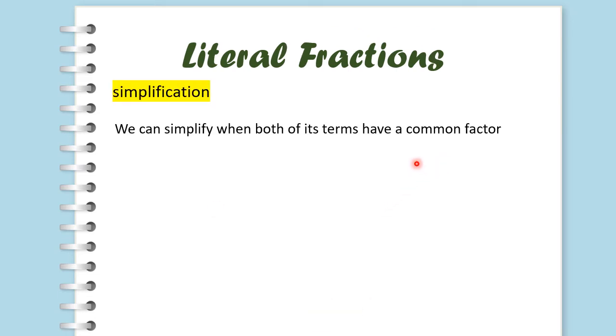To simplify a literal fraction, I should have a common factor. So in this example, I have 3 minus y as a common factor. I simplify them with each other, and the answer will be 4 over 7. Also in this example, w squared over w cubed, so I can simplify w squared with w squared. Here one w remains, and the answer is 4 minus a over w.